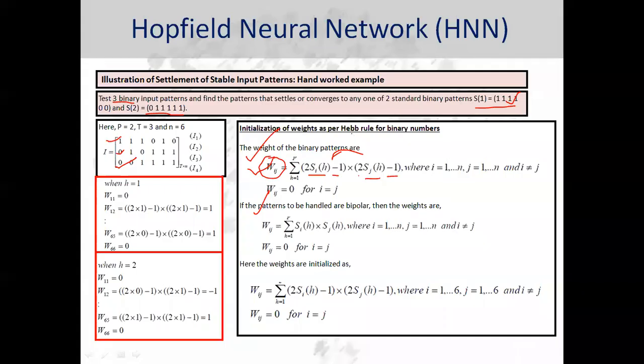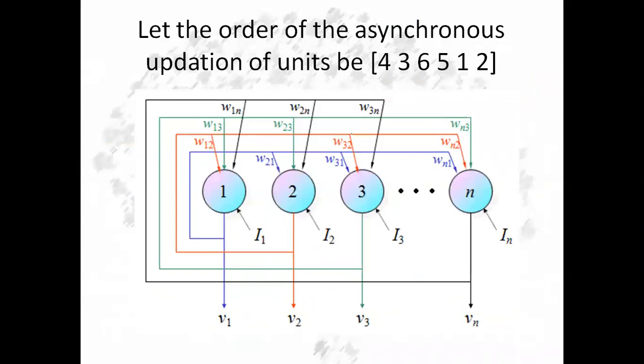Let's try to trace how to calculate the particular weights. For this problem, the architecture of the Hopfield neural network will look like this: there will be 6 neurons, neuron number 1, neuron number 2, neuron number 3, up to neuron number 6. Then the connections will be like these, and we have already gone through the nomenclature of all these weights. Now our task is to calculate these weights.